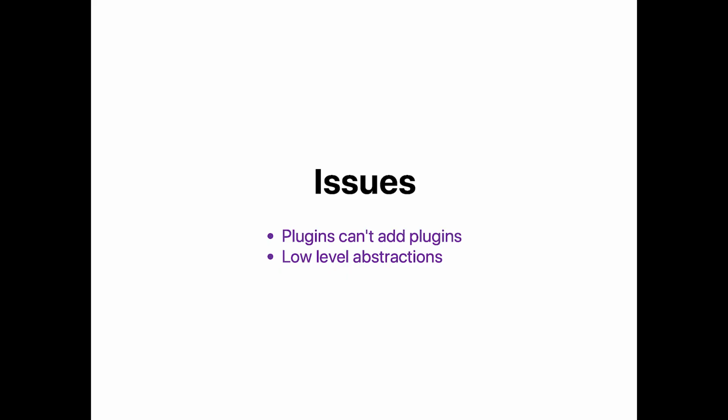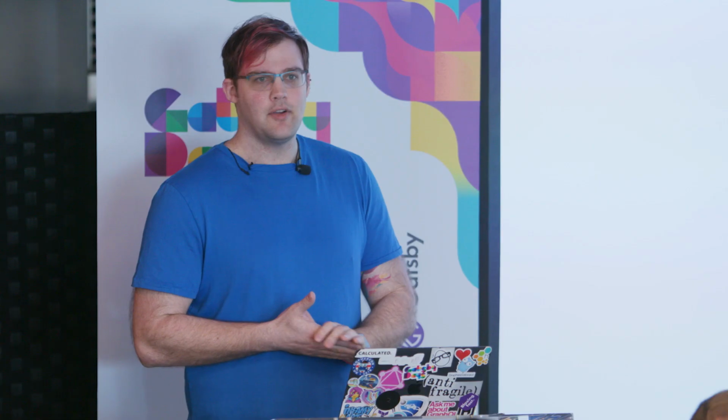But there are some issues with plugins, right? Plugins can't add other plugins. If I want to have a blog plugin, and I want that to have MDX and to be sourceable from the file system or sourceable from a CMS, I can't add both of those plugins at the same time from my blog plugin, right?